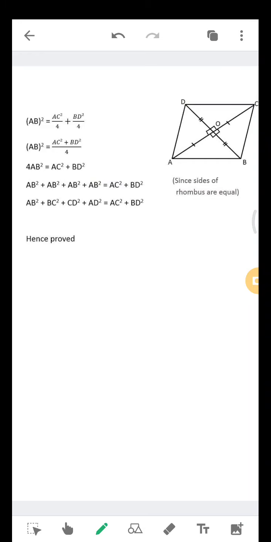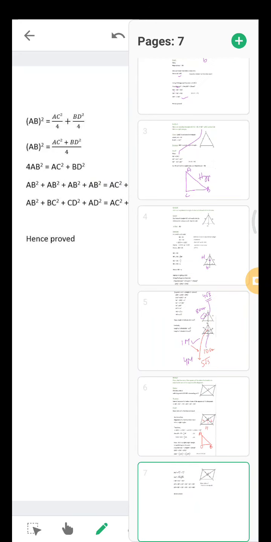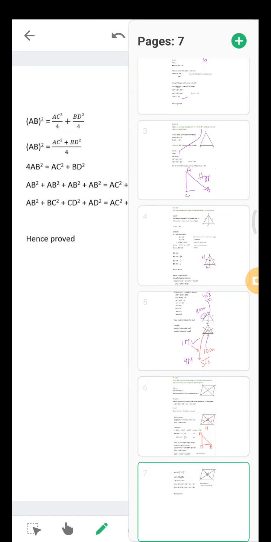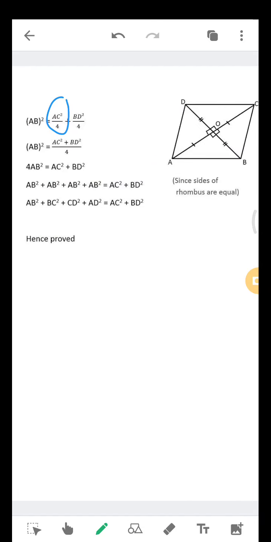Next we'll continue with this. Let's square this. Half AC whole square becomes AC square by 4 and this becomes BD square by 4. The LCM of these denominators is 4, so AC square plus BD square by 4. 4 goes here in the cross multiplication: 4AB square is equal to AC square plus BD square.